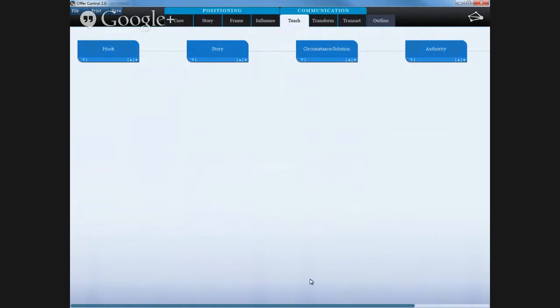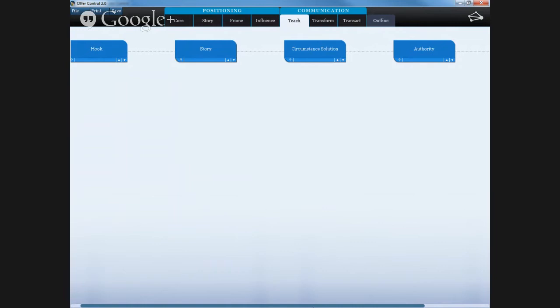So under communication, when you're going into the Teach tab, this is where it's actually talking about the message elements and the core components of what you're going to need in the various stages of the messages that you're putting out. This is where you're generating the key elements of that message. And that's true for both the Teach, Transform, and the Transact tab.